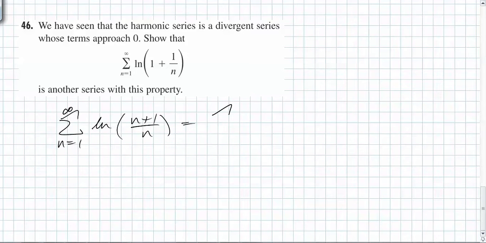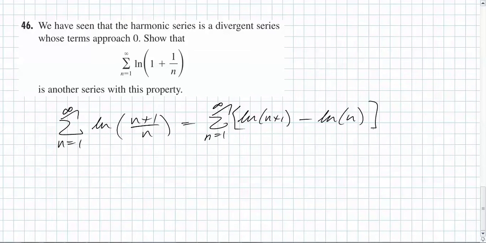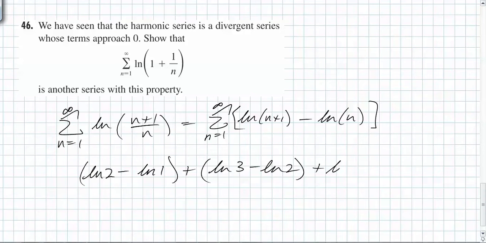Do you remember your log rules, everybody? Yeah, there was an emphatic love. Ln of n plus 1 minus ln of n, right? So when you start writing this out, what happens? You end up with ln 2 minus ln 1. That's your first one, right? Plus ln 3 minus ln 2 plus ln 4 minus ln 3. So what ends up happening here?